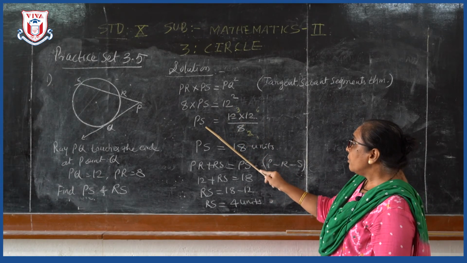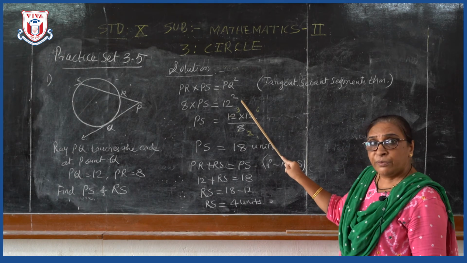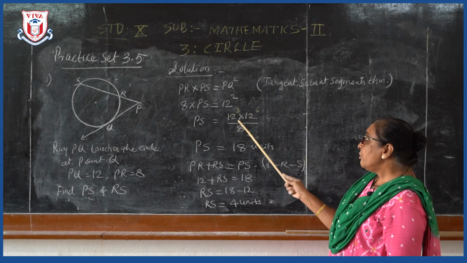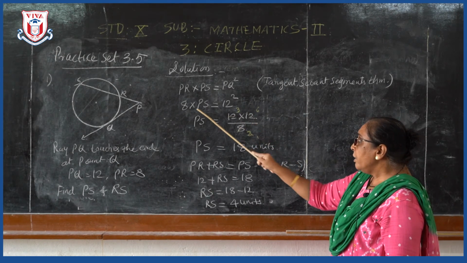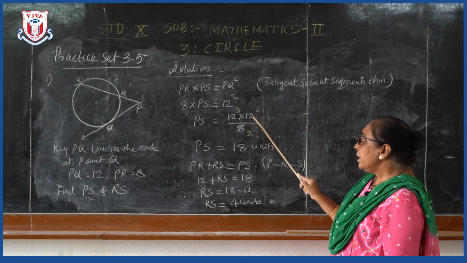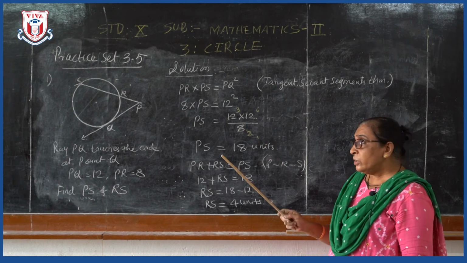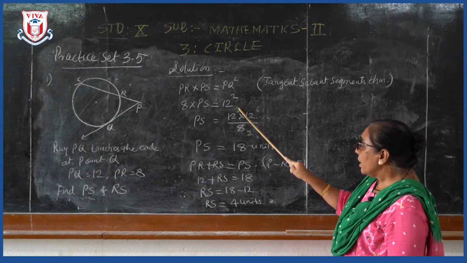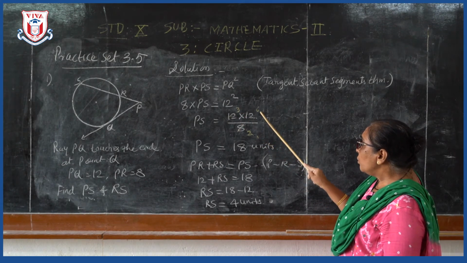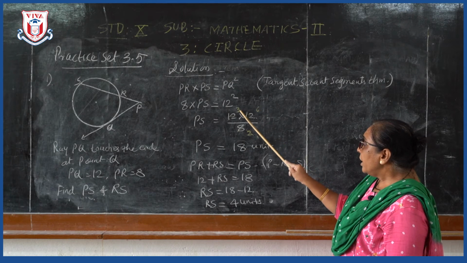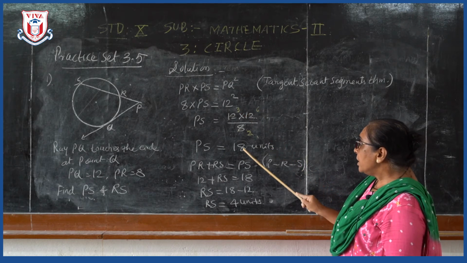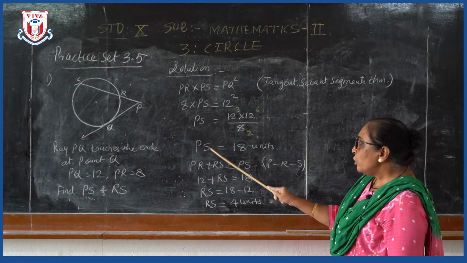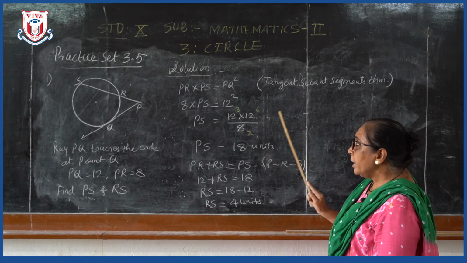So PS is equal to 12 square. Instead of 12 square, I have written 12 multiplied by 12 and divided by 8, so it is easy to do the calculations. 4 twos are 8, 4 threes are 12. Again, 2 ones are 2, 2 sixes are 12. So we get 3 multiplied by 6, that is 18 units. So PS is equal to 18.